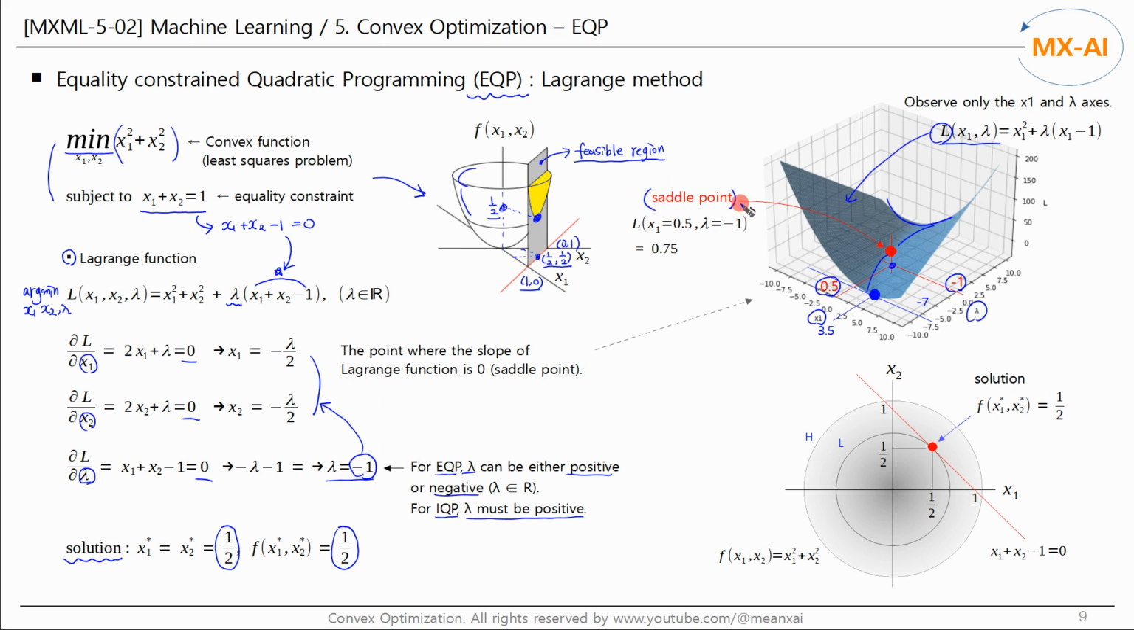This time, let's draw the view from above. This is what you saw in the previous video. If we project the paraboloid onto the x1 and x2 plane, we can draw it as contour lines like this. The further you go in, the lower the contour level becomes. And the constraint is this red straight line. So the optimal solution is located here. The coordinates of the x1 and x2 at this point are 1/2, 1/2. In this way, we solve the EQP problem using Lagrange function.